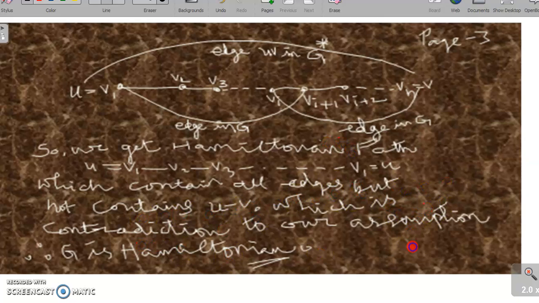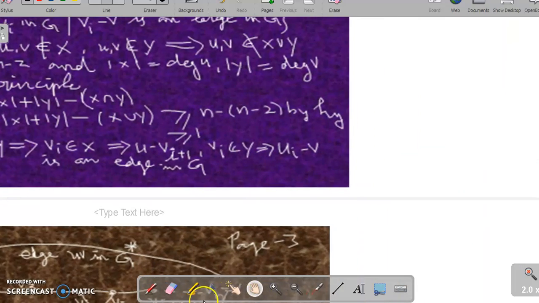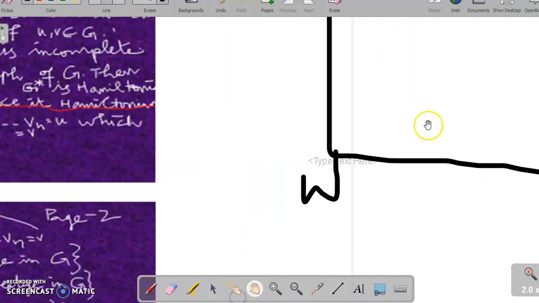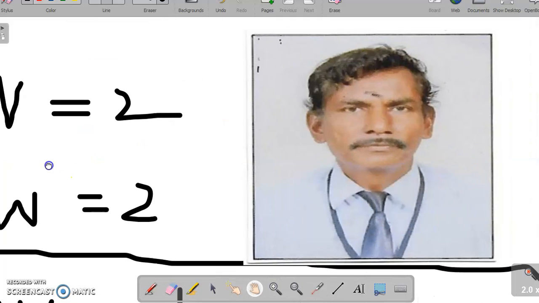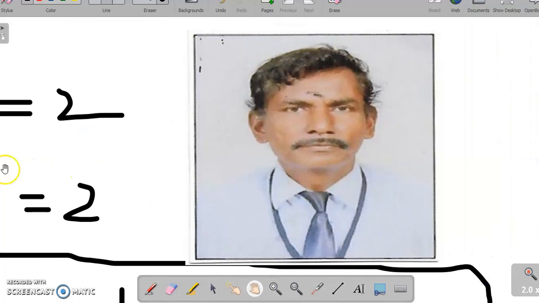So this is a contradiction to our assumption that G is not Hamiltonian. Therefore our assumption that G is not Hamiltonian is wrong. Okay, and thus we can prove our theorem, and this is the way we can prove our theorem there. Okay, so in another class we will be looking at how we can discuss other theorems. So with that we come to the end of this particular class.